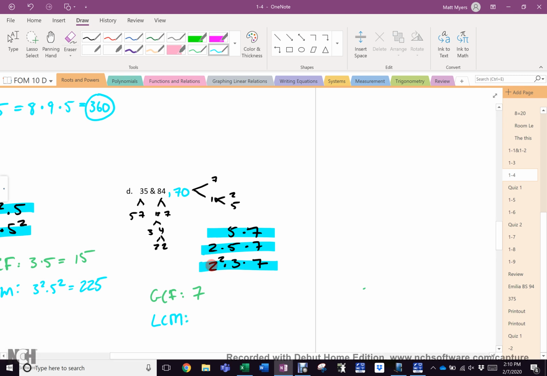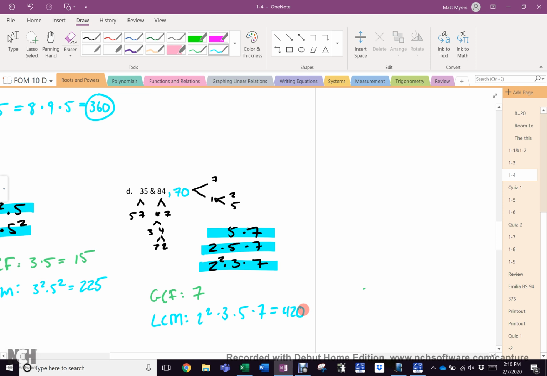Now my LCM, I have to count everything, but I only need to count it once. So do I need to count these 2's? How many 2's? 2 squared. Do I need to count this 3? Yeah, because I got to count it because it's going upwards. Do I have to count these 5's? How many of them? 1, because that's the biggest exponent. Do I have to count these 7's? How many of them? 1, because that's the biggest exponent. 2 squared is what? 4. What's 4 times 3? What's 12 times 5? 60. And what's 60 times 7? 420. Okay, close enough.